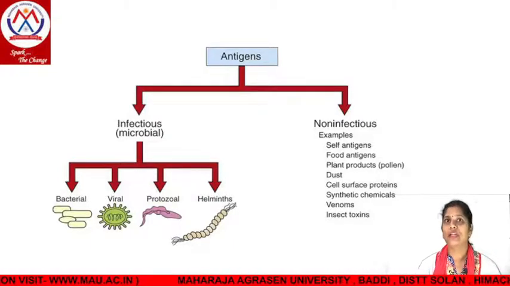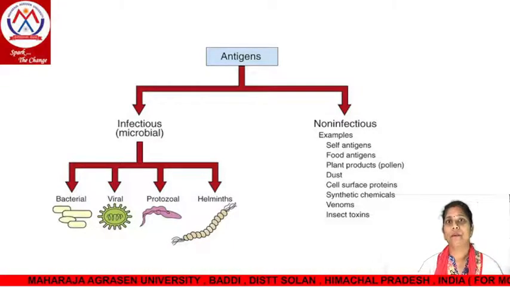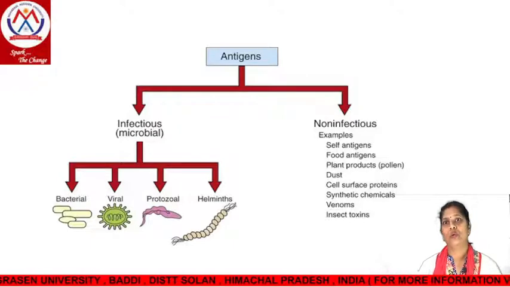The non-infectious antigens are all the non-living things like self-antigens, food antigens, pollen grains which are found in agricultural fields and dust particles, the synthetic chemicals, the venoms and the insect toxins. These are all non-living materials and they act as the antigens and they provoke our immune system to fight.